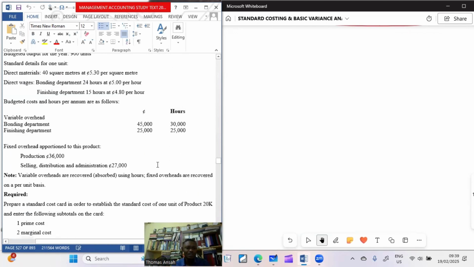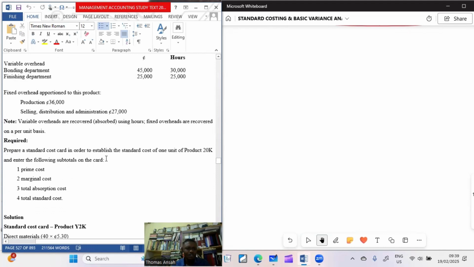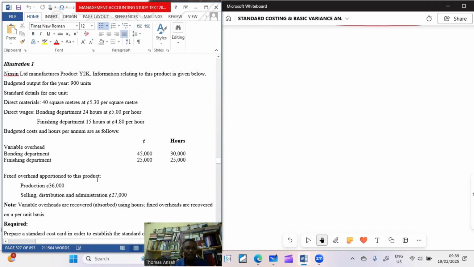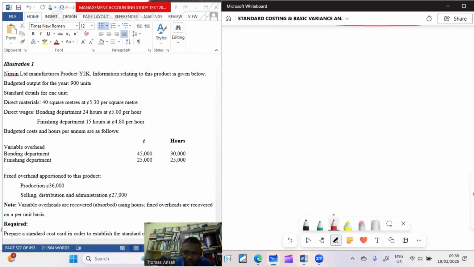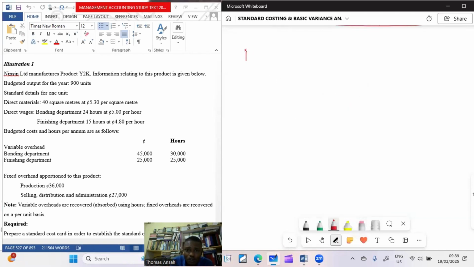So can we just revise something small? I'm not going to actually put pen to it, but you remember that if you are doing a costing method, you need the prime cost, right? I hope you remember that. So the prime cost being the direct material.